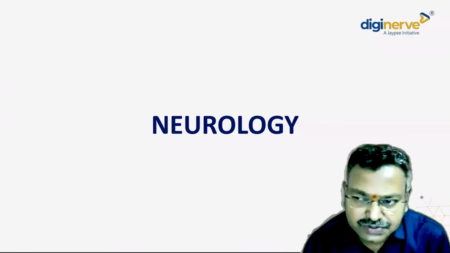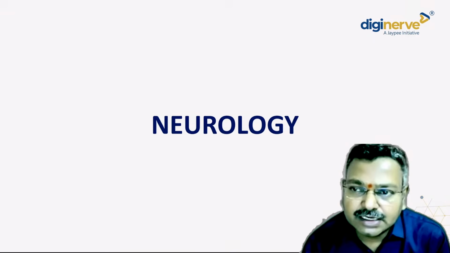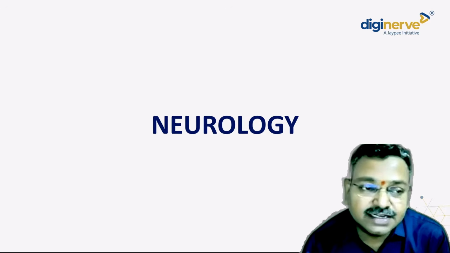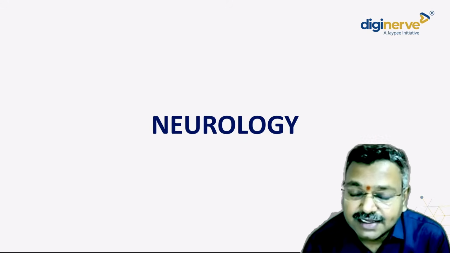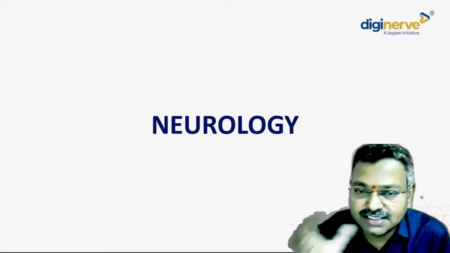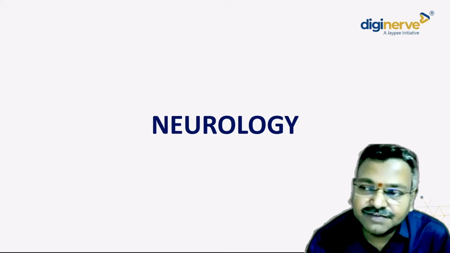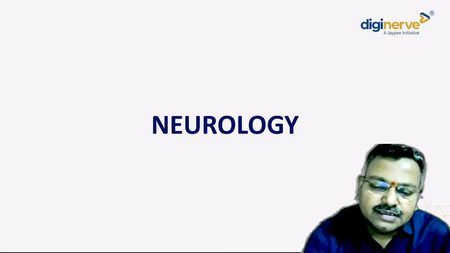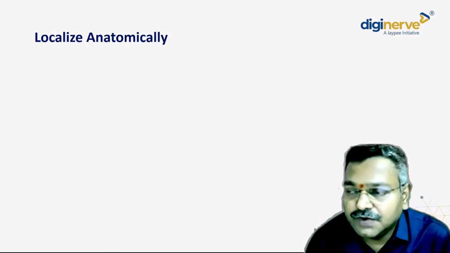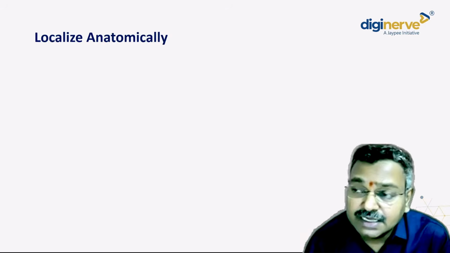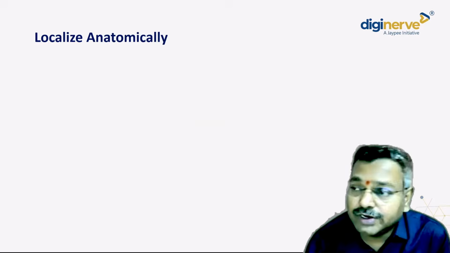Important topics: stroke, neuropathy, GB syndrome, myasthenia gravis, as well as headaches, meningitis and anti-epileptics. These are the important core areas that we are going to discuss. Some of the important things you have to understand before we go on to the individual topics is what is upper motor and what is lower motor.